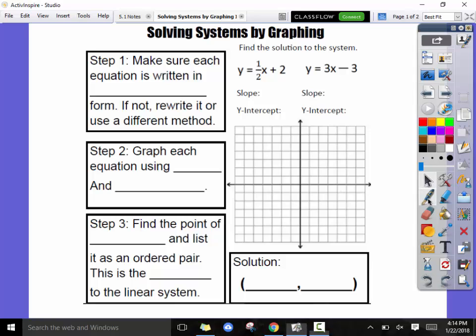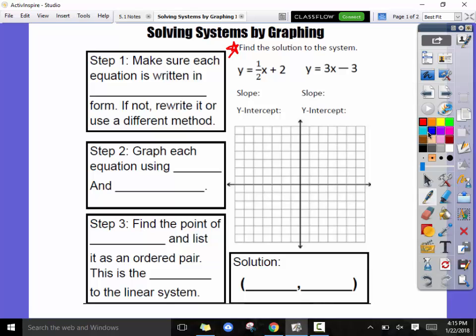Okay, we are going to find the solution to a system by graphing two lines on a graph and finding where the two lines cross, and that is our solution, if you remember that from your vocab card. So solving systems by graphing is just one way to figure out that solution point.